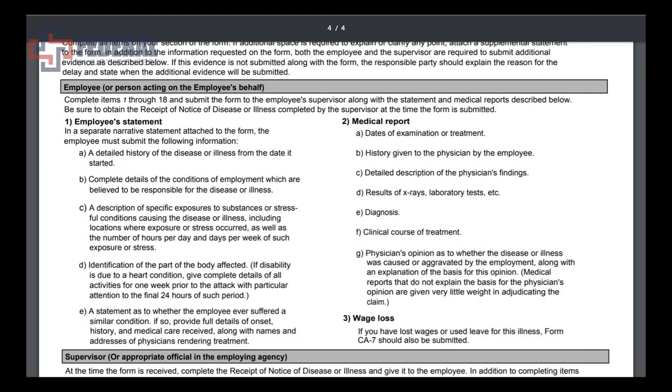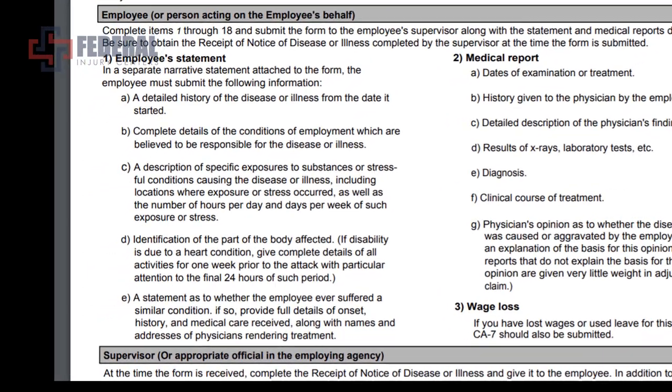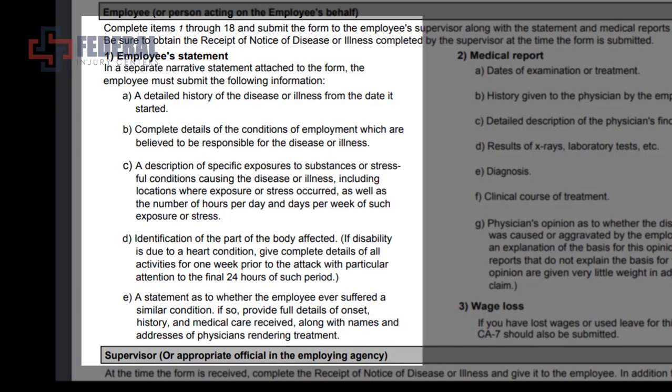Here we are back on page 4 of the CA2. Now, the question is being asked here in a separate narrative statement attached to the form. The employee must submit the following information: a detailed history of disease or illness from date it started, complete details of the condition of employment which are believed to be responsible for the disease or illness, a description of specific exposures to substances or stressful conditions causing the disease or illness, including locations where exposure or stress occurred, as well as the number of hours per day and days per week of such exposure or stress.